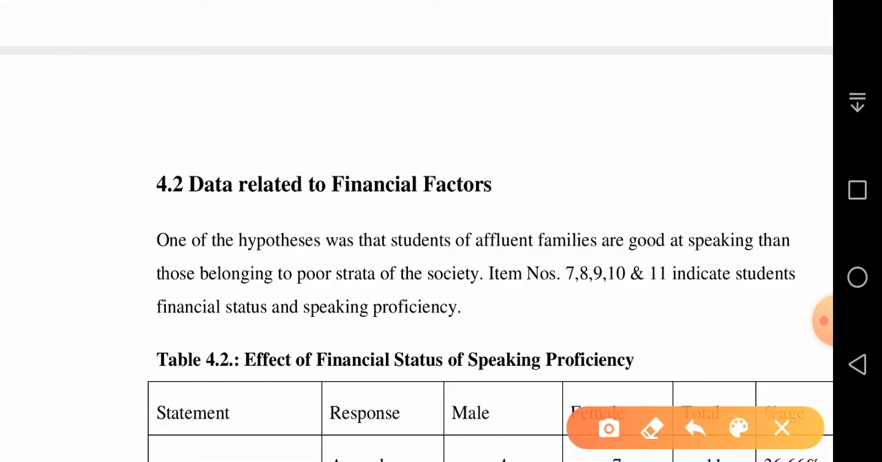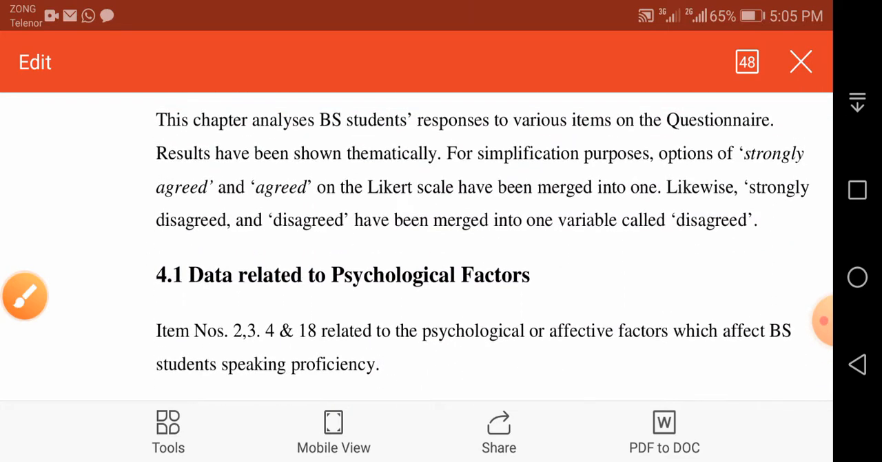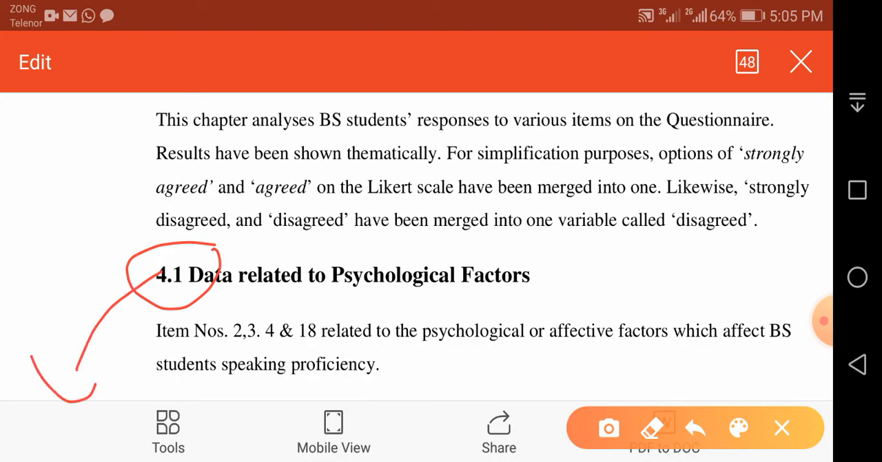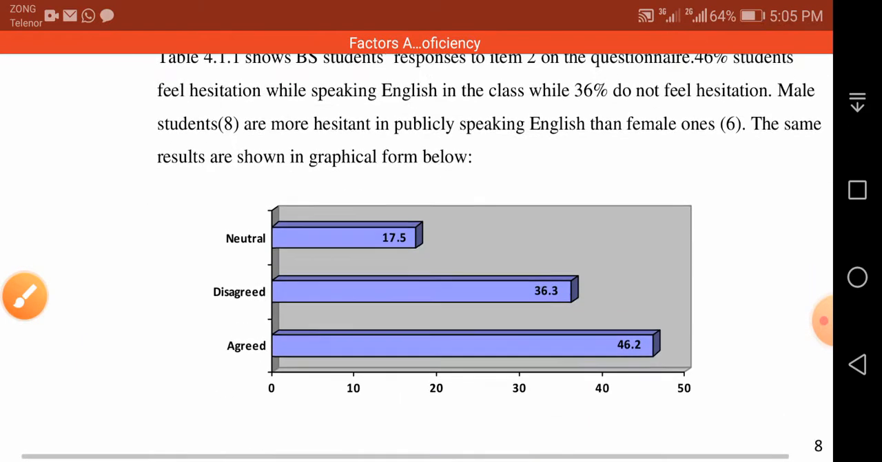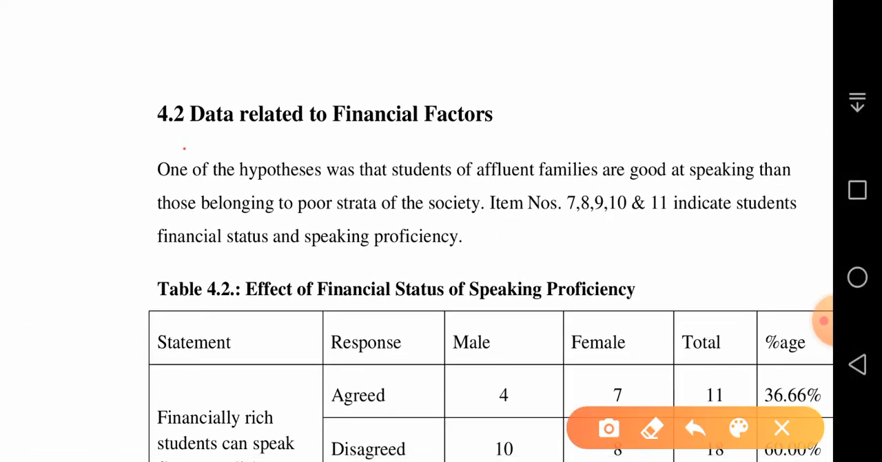So now, 4.2. What is 4.2? In 4.1 we discussed psychological factors, data related to psychological factors. So 4.1 is a subheading, and subheadings are numbered 4.1.1, 4.1.2, 4.1.3. Now we are going to the second subheading, that is 4.2, and now we are going to discuss, let's say, financial factors, data related to financial factors.